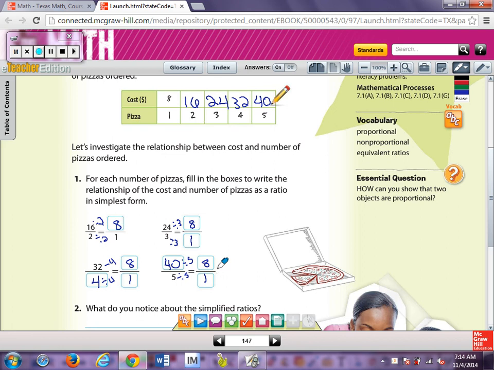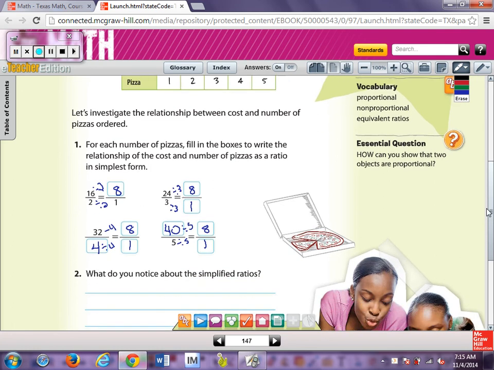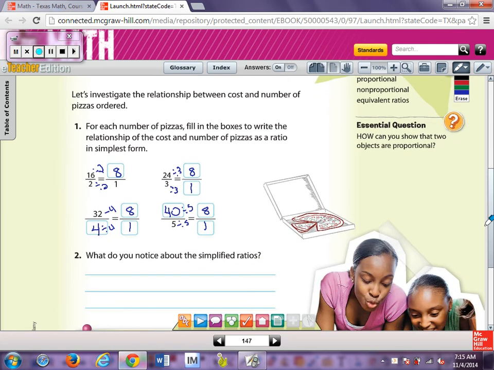When you have the same exact relationship between two things every single time, the connection to it is called being proportional. That's how we describe it. So it asks us here, what do you notice about the simplified ratios? We notice that all the ratios are the same, 8 to 1. You can go ahead and write that on your own. Now that we've gone ahead and started with that, let's go to the next page.